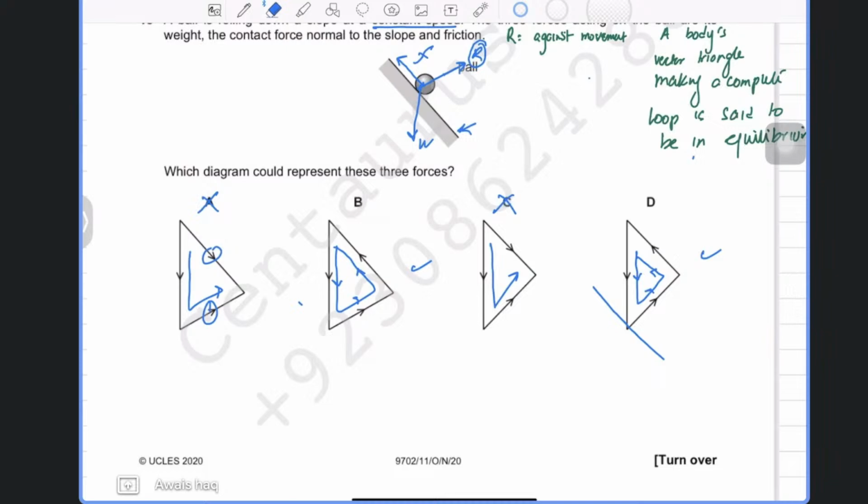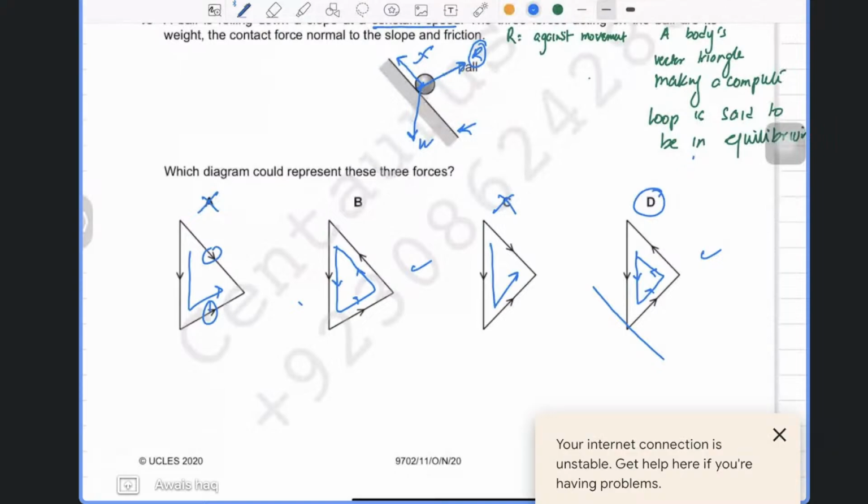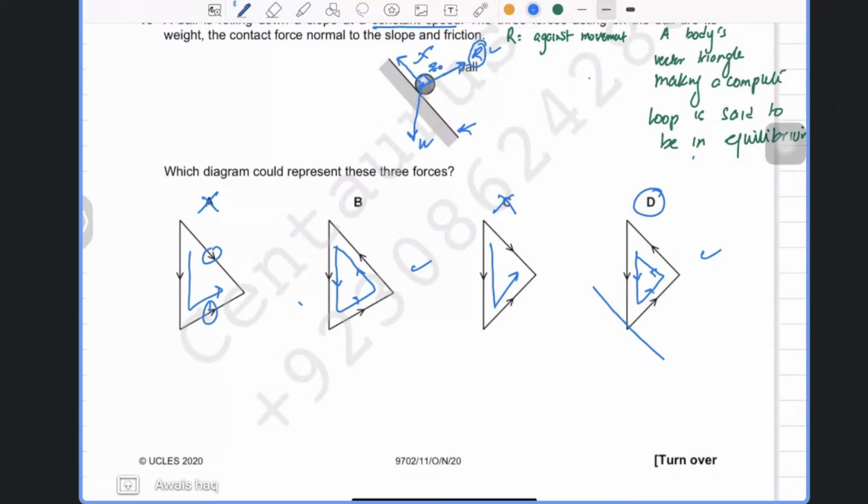In fact, I think I made a bit of a mistake. It should be D, not C. The reason is that the friction and this one against the slope should be 90 degrees, and it is 90 degrees from here. That's why this should be the answer, not that one. Now I just realized.